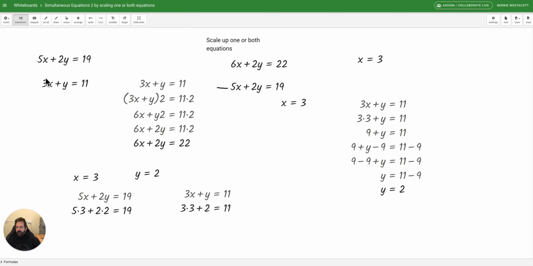So this time, neither matched up, and I could have used 15 there as the lowest common multiple, or it's much easier to use 2 and I only have to multiply one equation. But when you multiply, you must remember to double everything. So it's 6x, 2y, and 22. Okay.